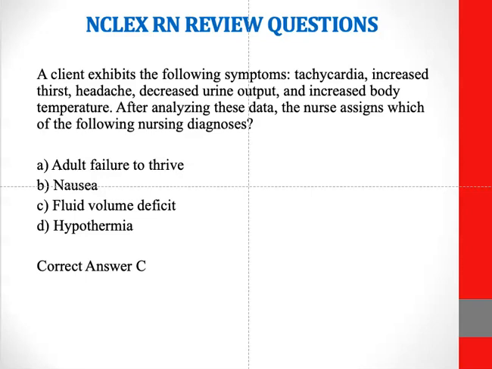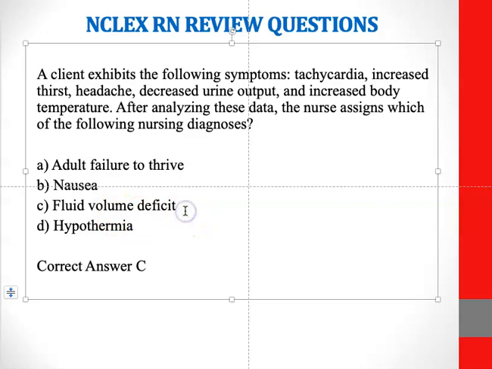The next question I have: a client exhibits the following symptoms: tachycardia, increased thirst, headache, decrease in urine output, and increase in body temperature. After analyzing these data, the nurse assigns which of the following nursing diagnoses? So as we know, the patient is at risk for fluid volume deficit related to all these symptoms that they are exhibiting. So definitely they have decrease in fluid volume. So C is the correct answer for that question.